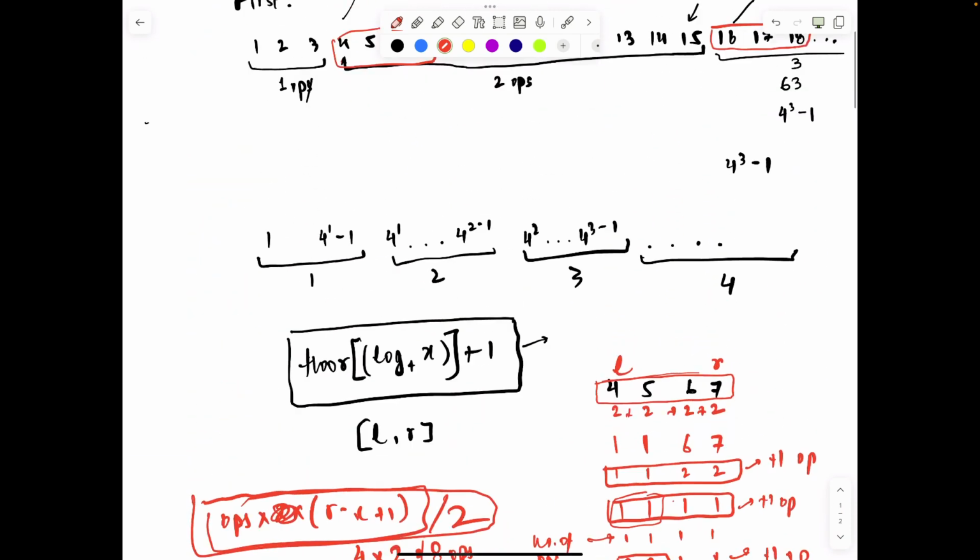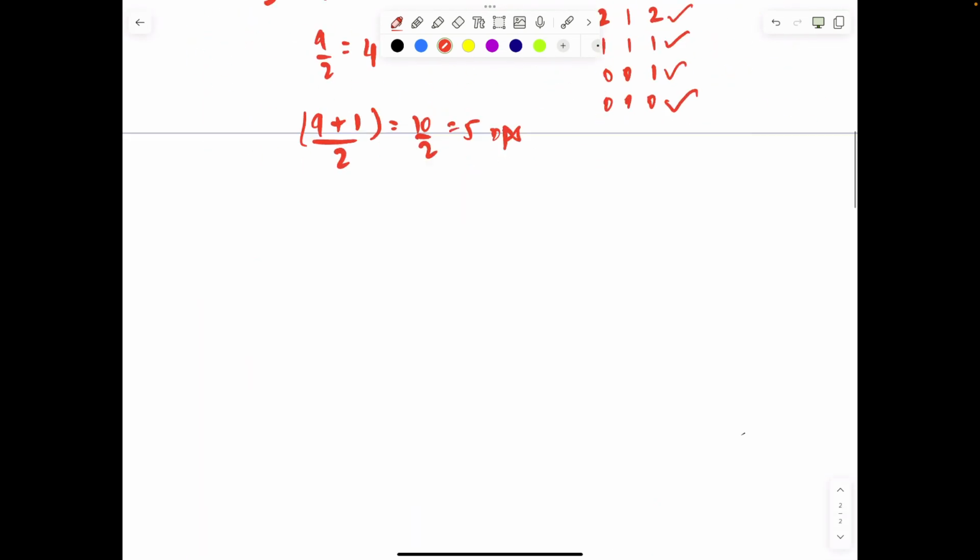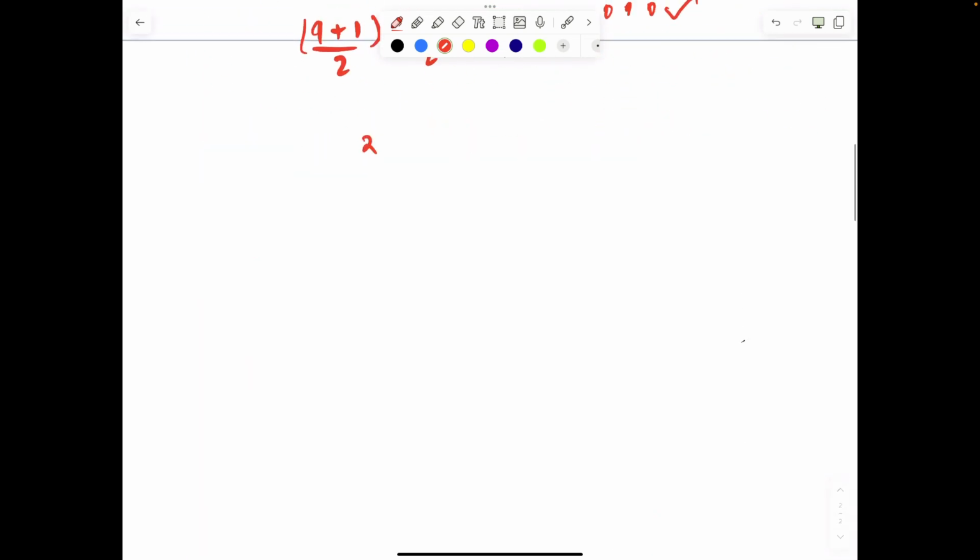Now suppose, for example, the range L was 2 and R was 9. So it's 2, 3, 4, 5, 6, 7, 8, 9. Now we know these numbers require two operations to reduce to 0. These numbers require 1. So we can just use the above logic to find out how many operations are required in total to make this array 0.